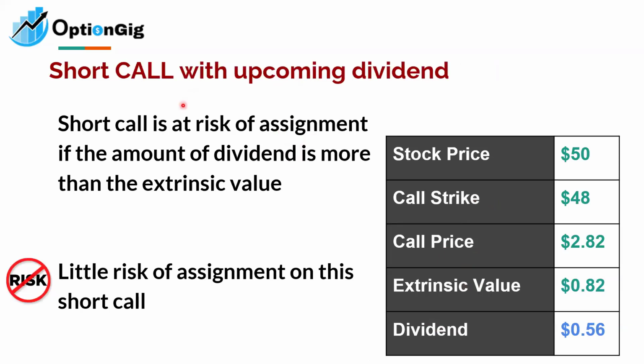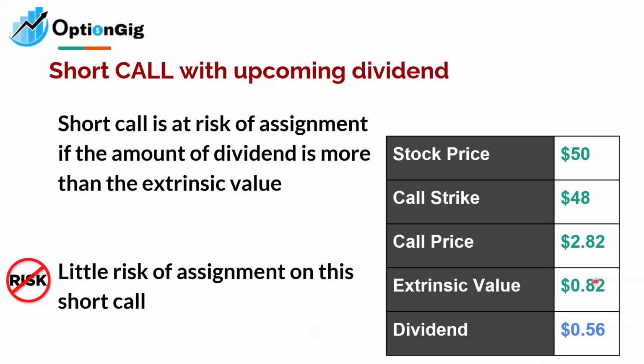Let's take another example. I have sold a call in which the extrinsic value is 82 cents, and the dividend declared is only 56 cents. In this case, I'm not at risk of assignment, because even if the party on the other side is trying to get the shares from me, they have to forego 82 cents to capture a dividend of 56 cents. It means you're still losing close to 25 cents, which is a big amount.